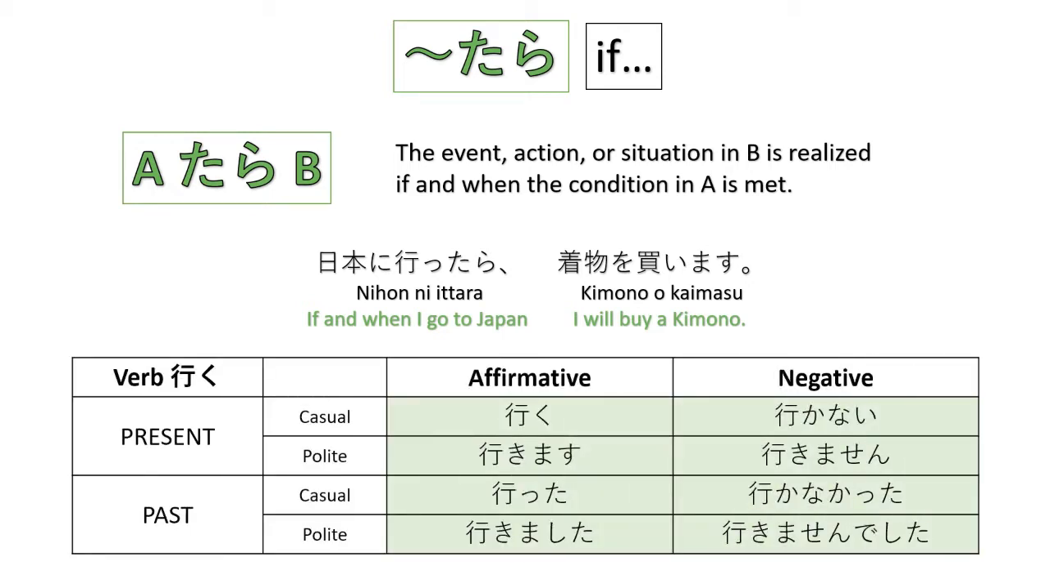Now, we have to take note that the ta in tara comes from the casual past tense of the verb. In this example, we have the verb iku, to go. The past tense of iku is itta. So we use itta and then we just add ra. Nihon ni ittara kimono kaimasu. Okay? And this is the rule always. We use the past casual, either affirmative or negative, before ra.